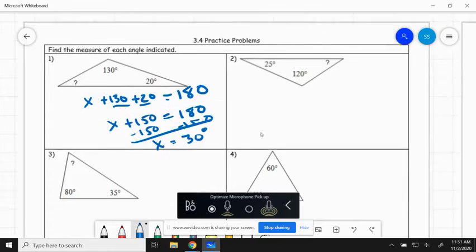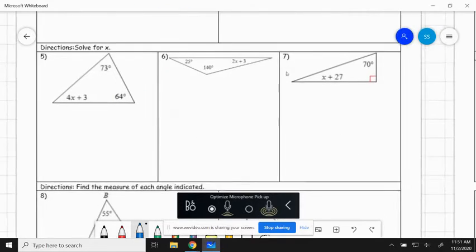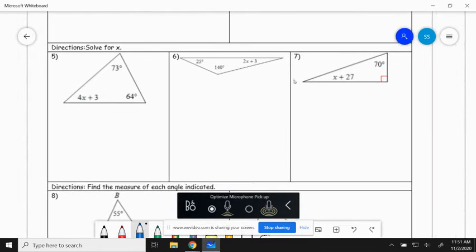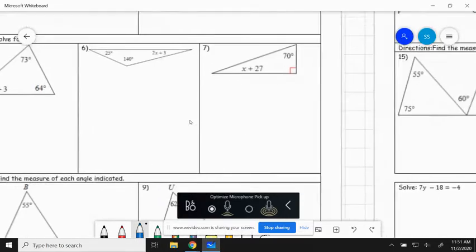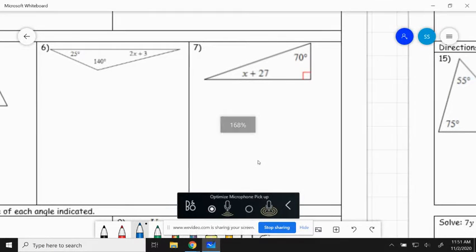All right, 2, 3, and 4 are about the same. 5, 6, and 7, we just need to solve for x here. So let's see, 5 and 6, pretty similar to the other two. We're just going to add these up equal to 180. Number 7 is a little bit different. We can go ahead and take a look at this one together.